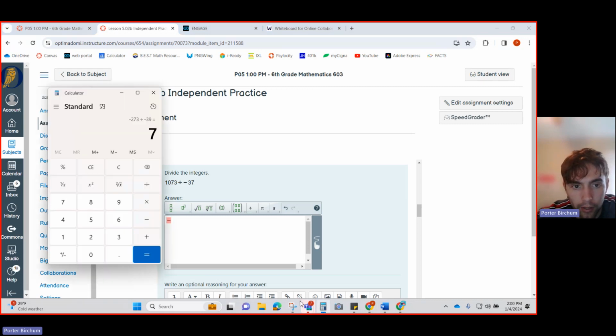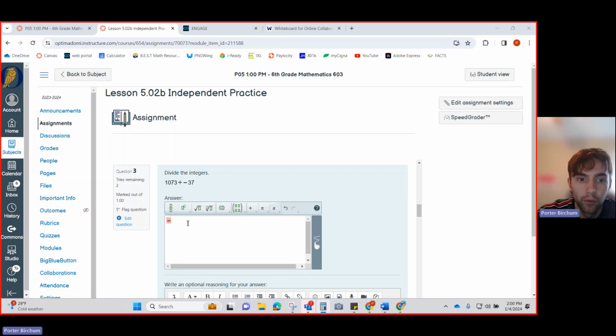Let's see with our calculator what this negative number would be. 1073 divided by 37, but it's a negative, negative 29. I typed that in wrong at first.